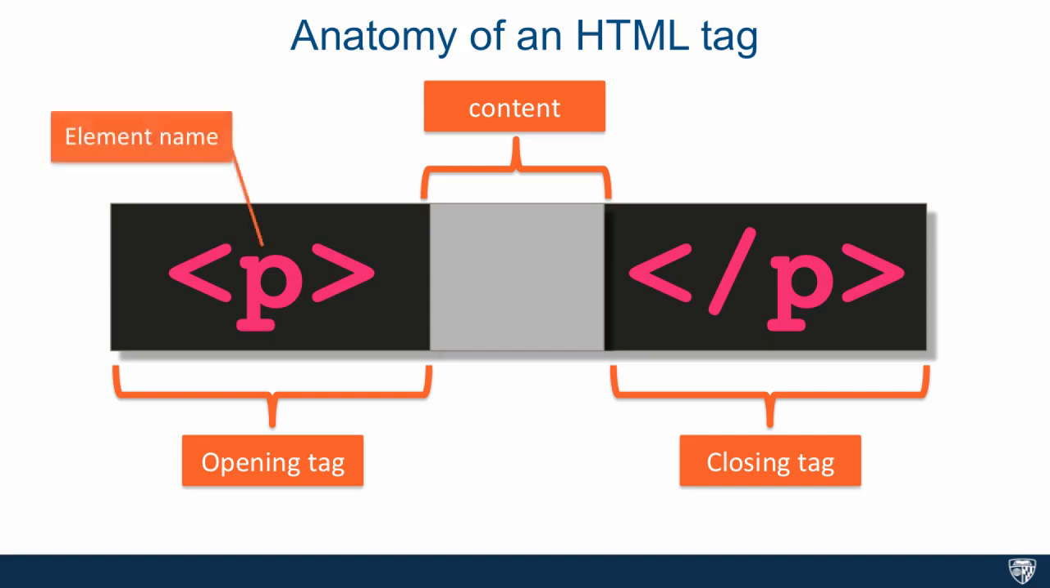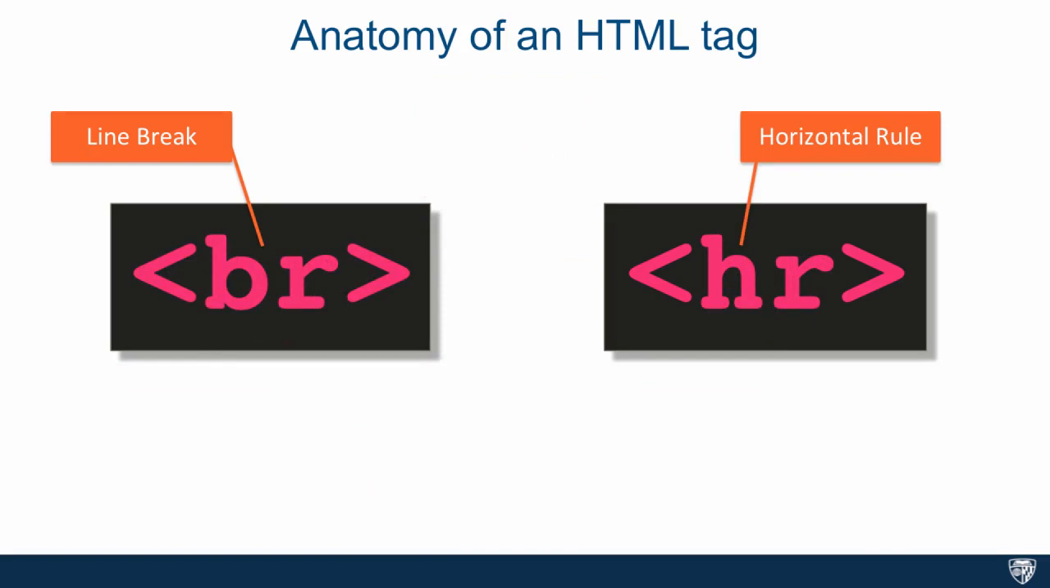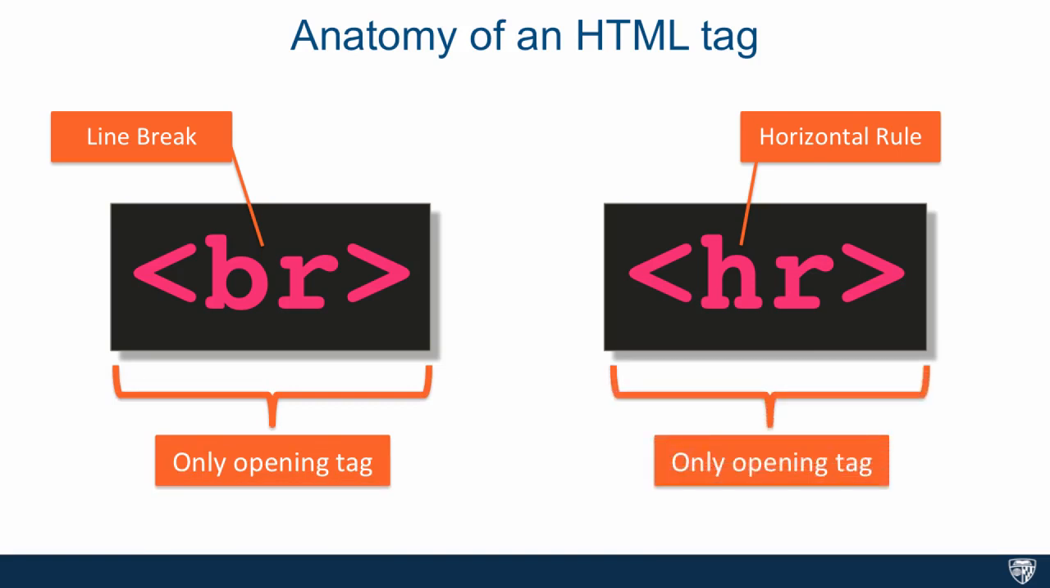Now, technically speaking, P by itself is called an element, and together with the angle brackets, it's called a tag. But the truth is, the terms are used so interchangeably that whenever somebody refers to an element P or a tag P, they really could mean one and the same thing. Now, most HTML tags have a closing tag that matches the opening tag, but not all. For example, the BR and HR tags, BR stands for line break and HR stands for horizontal rule, only have an opening tag. They don't have a closing tag at all.